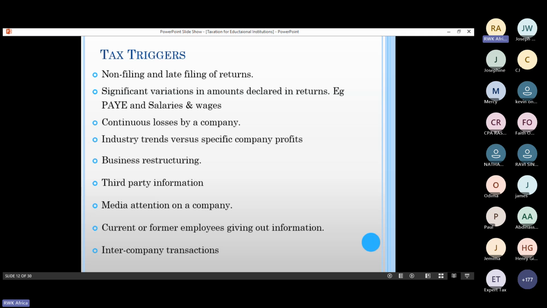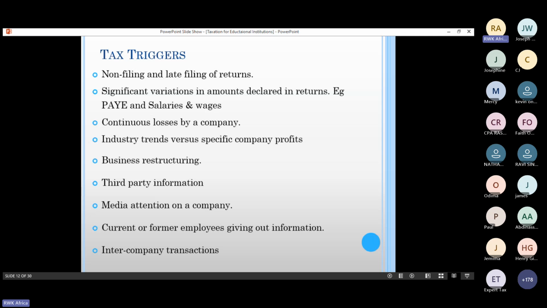Then you have the industry trends versus specific company profits. So the different institutions are declaring a higher profit, but in your institution, it's always a loss or a slight profit of 10,000. So that variance between whatever you are reporting and the trends within your industry is also another call for audit.